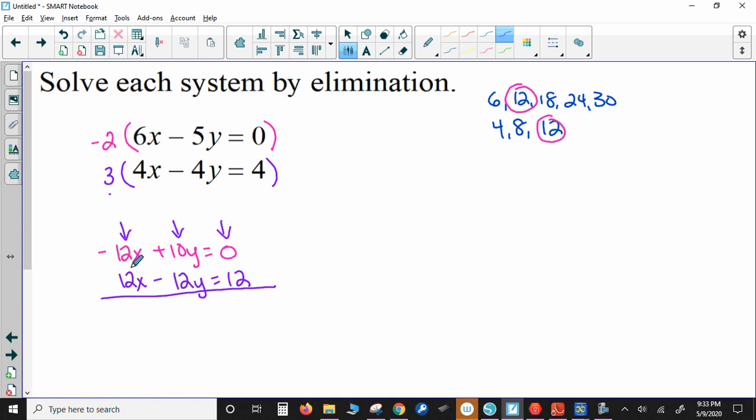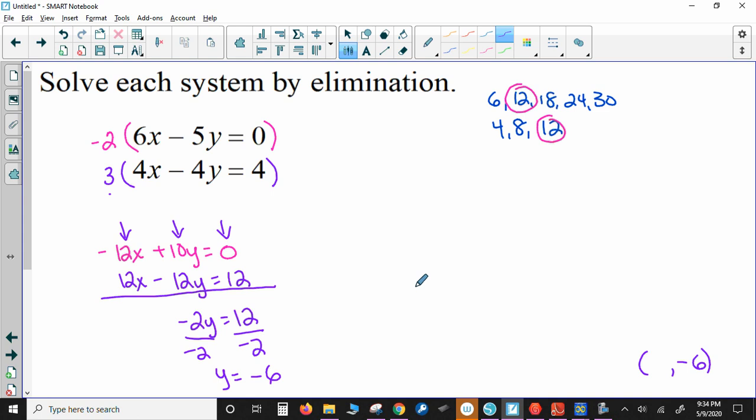Negative 12x plus 12x is 0. Don't need to write that. 10y minus 12y gives me negative 2y. 0 plus 12 is 12. I'm trying to get y by itself, so I'm going to divide both sides by negative 2. Watch your signs. Negative 2 divided by negative 2 is 1. So on the left side, I'm left with y. 12 divided by negative 2 is negative 6. My final answer is going to be an ordered pair. So I have something, comma, negative 6.